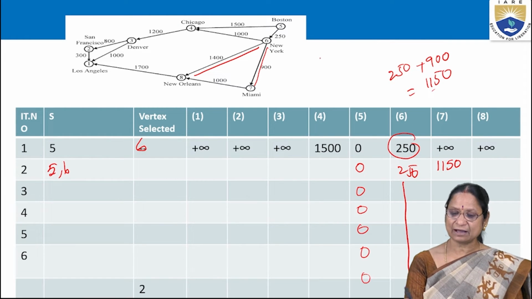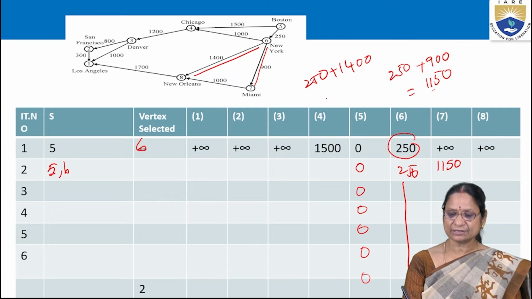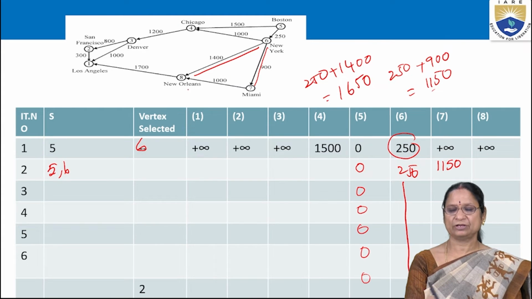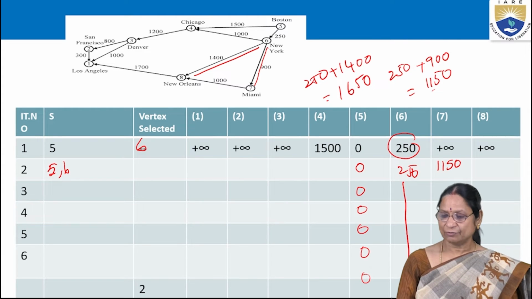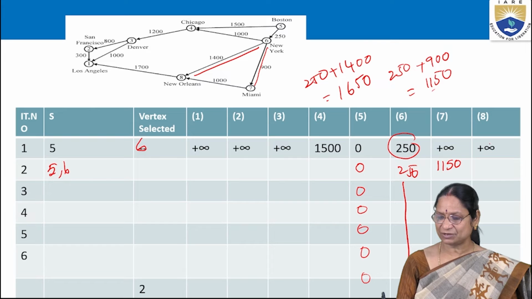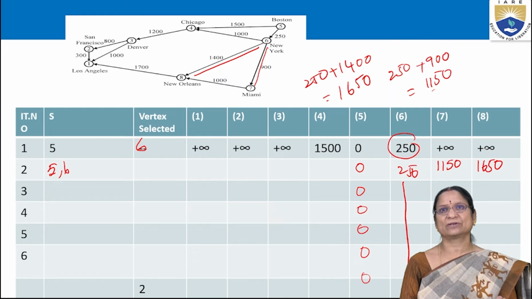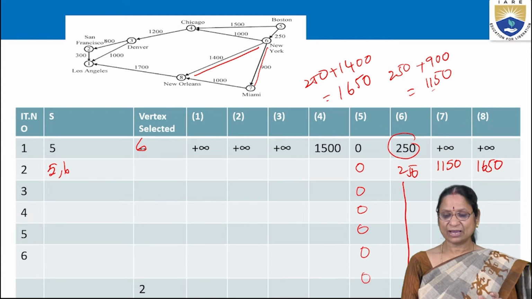Up to 6, our 250 is there, and 6 to 8 is 1400. So reachability cost up to 8 is 1650. What is the estimated reachability cost in the previous iteration? Infinity. 1650 is a lesser value, so I can update it, and the remaining values stay as they are.